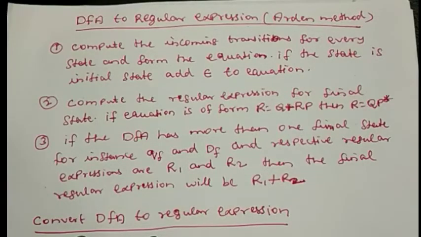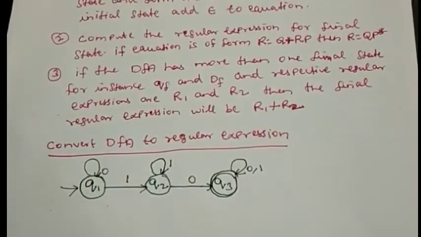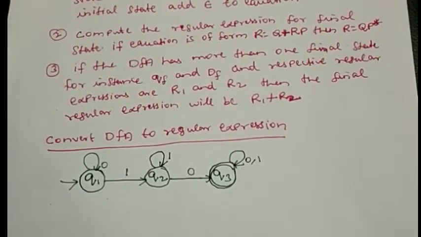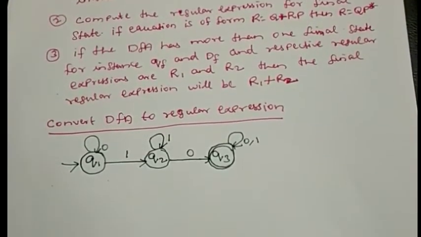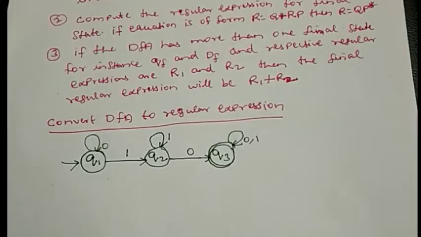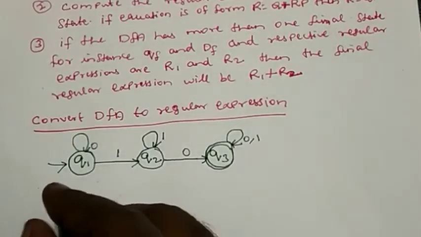So we will step into the problem and tell how to solve it. Now in this case, you can see I am supposed to convert this DFA diagram to a regular expression. We have an initial state called Q1, and we have a final state called Q3. The first step is to form the equations.